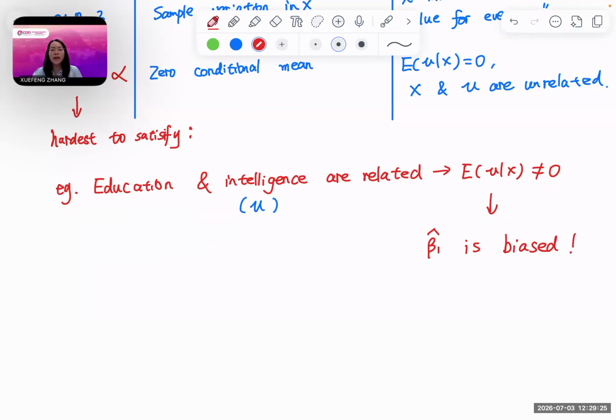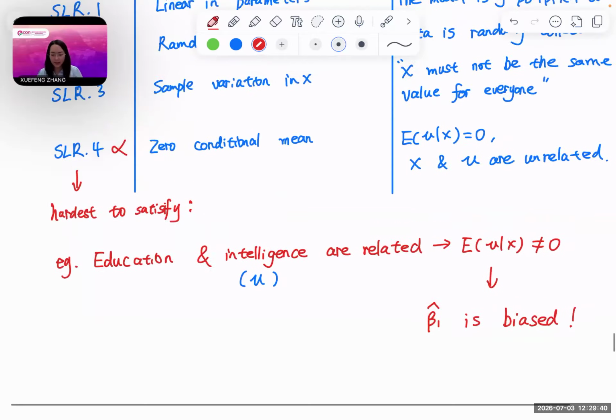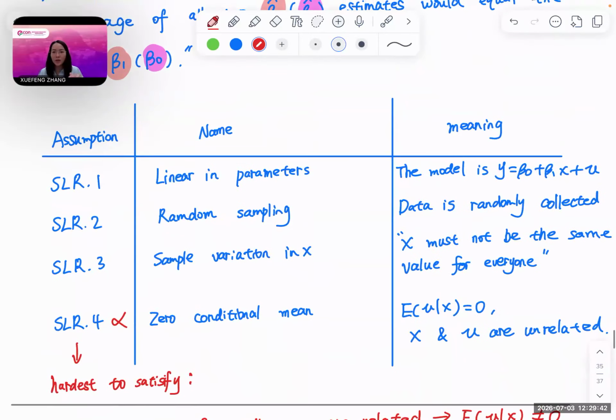This is why in later chapters we learn tools to fix this, okay? We use multiple regression, instrumental variable, etc. to fix this problem. Let me summarize. OLS is unbiased, but only when all 4 assumptions hold. The most dangerous one to violate is SLR.4, which is zero conditional mean.